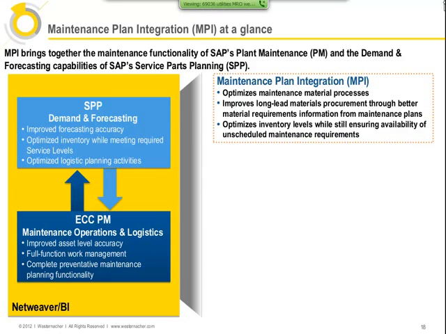So with the maintenance plan and integration, first of all, as far as the ERP system, we're able to optimize our maintenance material. We're also able to improve the long lead material aspects of this, as well as inventorying and the inventory costs, and get some stability for the unscheduled maintenance.